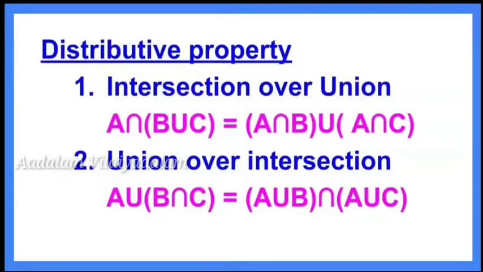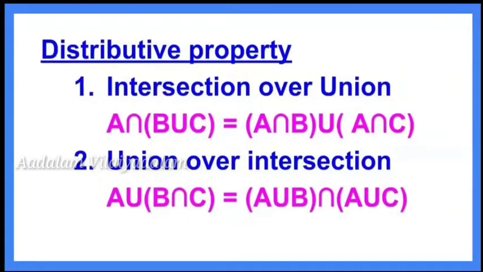The third property is distributive property. In the distributive property, the first one mentions intersection over union, that is, it is a mix of intersection with union. So A intersection (B union C) is equal to, just multiply this value, (A intersection B), and the remaining you just write as a union, (A intersection C). The same way you can do union over intersection: A union (B intersection C), in the same way just distribute the values, (A union B) intersection (A union C).